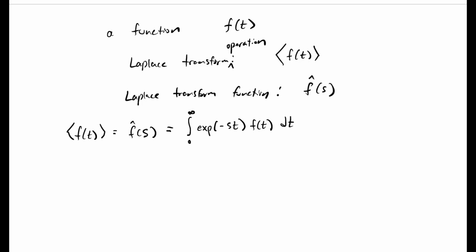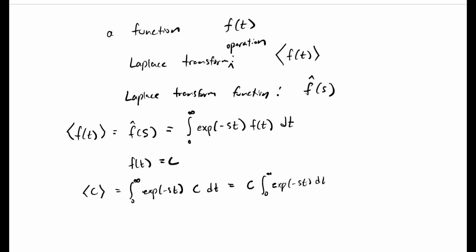So, for example, let's do this. Let's say my function of time is some constant. Right? That's a function of time. It's just not changing with time, right? So let's do this example. So let's take the Laplace transform of my constant. Okay, so if we plug that in, it's going to be the integral from 0 to infinity of exponential minus st times constant, or our function of t, times dt. So for this example, we can pull the constant out of the integral, and we end up with c times the integral from 0 to infinity of exponential of minus st dt.